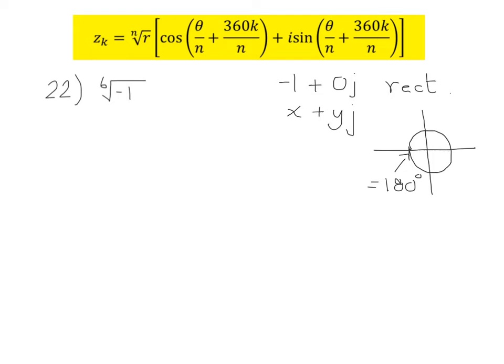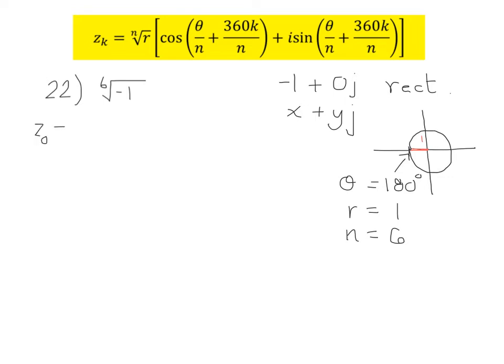There's my theta. Clearly, the distance of that point from the center of the circle is 1. So my radius is 1. And n is the value of the roots that we're finding, and we're finding the 6th roots, so n is 6. So, the first thing we need to do is determine what our formula looks like when we substitute those values into that formula.